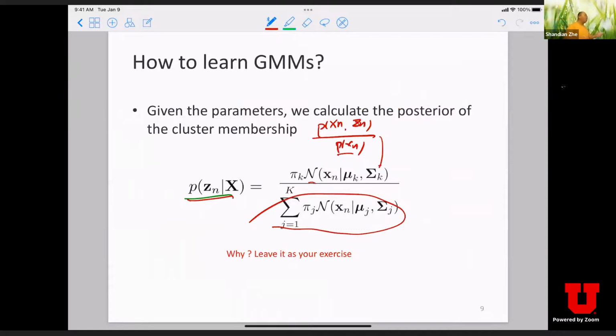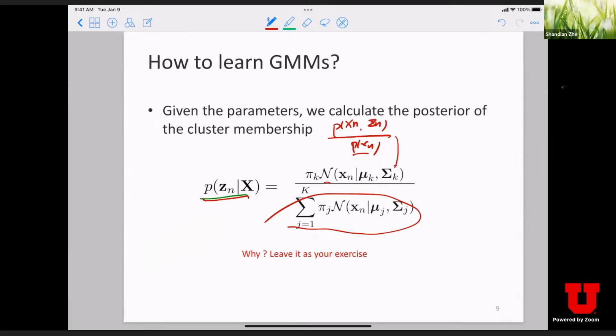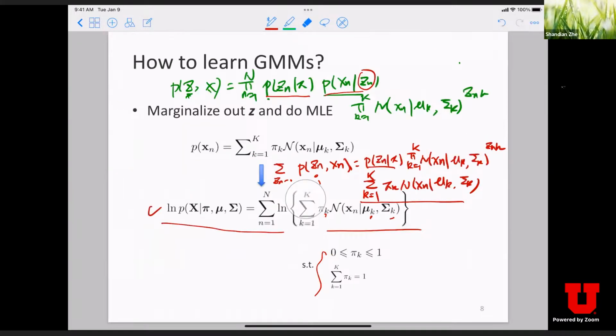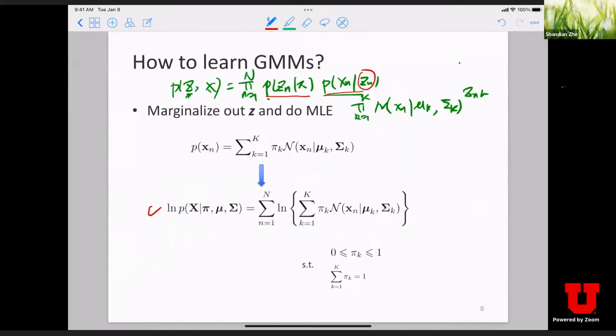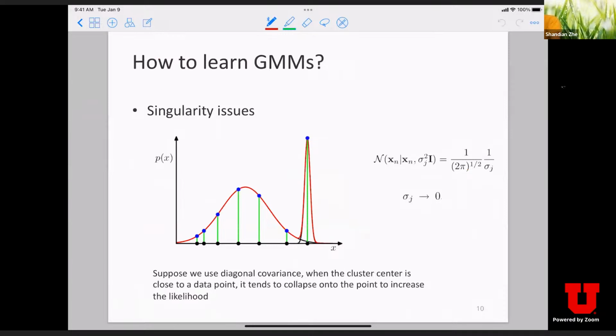So this is one solution. It looks simple and straightforward and avoids some trouble, but there's an optimization issue with this. You find that this method severely suffers from the so-called singularity issue. What does the singularity issue mean? When we maximize this marginal likelihood, you need to initialize those pi k's and also those mu k's and sigma k's. If you happen to initialize some cluster center close to one data point, then the optimization very easily collapses onto that data point.